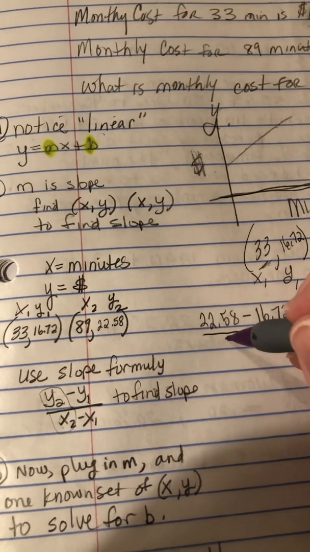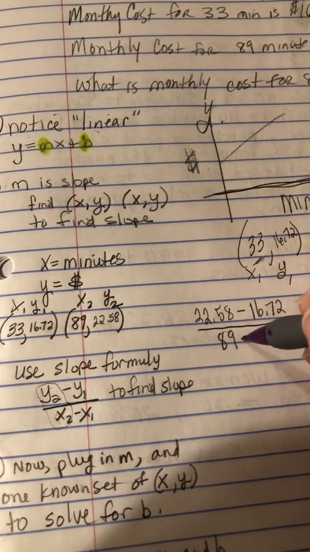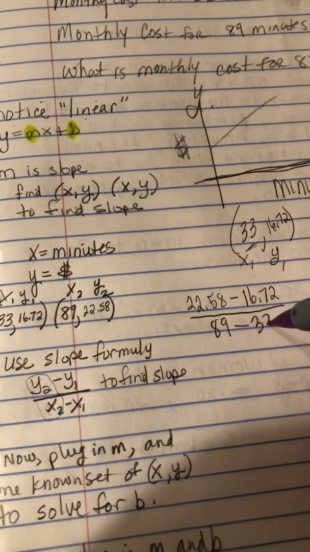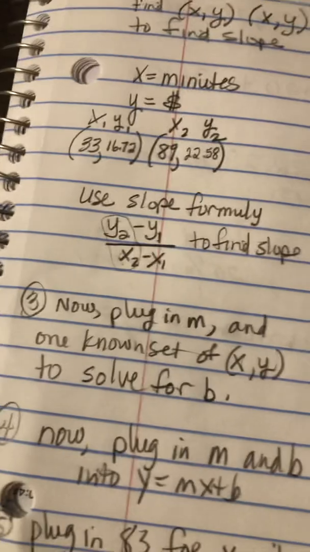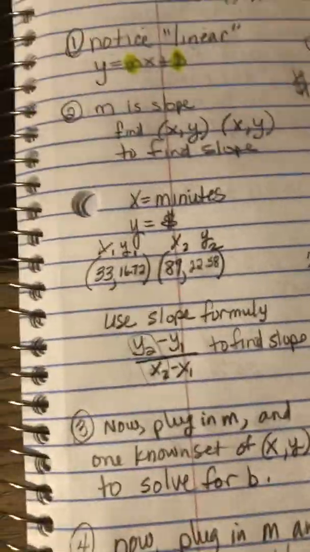Then the x2, which is the 89, minus the x1. And so that's how you're supposed to set that up to find the slope. I didn't grab my calculator. Hang on a second. Make sure I have that in hand so I can tell you what those numbers are.